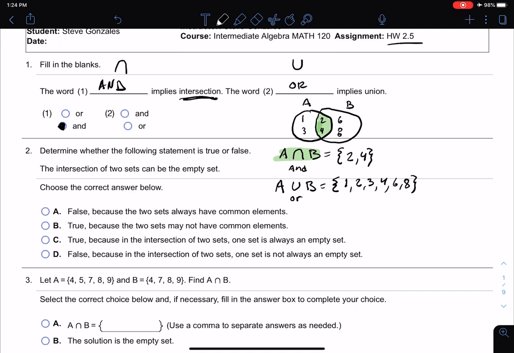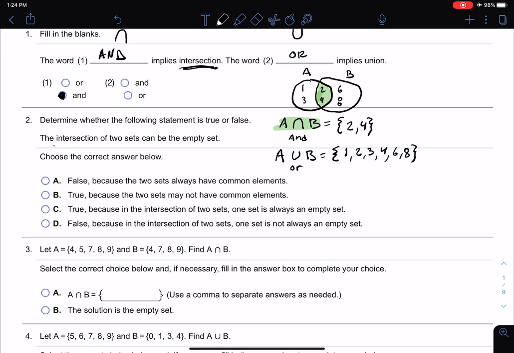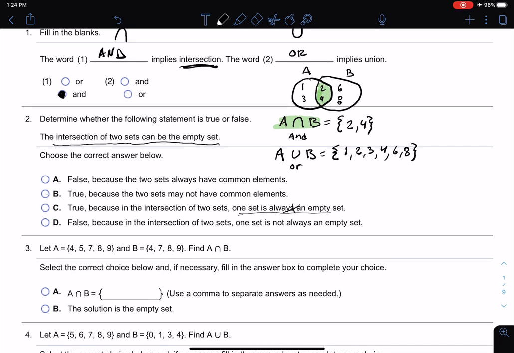Next question says, the intersection of two sets can be the empty set. That's true. Which one is it, B or C? Let's see, true, because the intersection of the two sets, one set is always empty set. No, that's not true. So it must be B. Let's read that one. True, because the two sets may not have common elements.